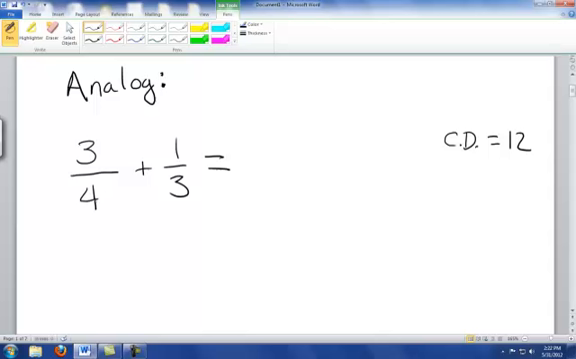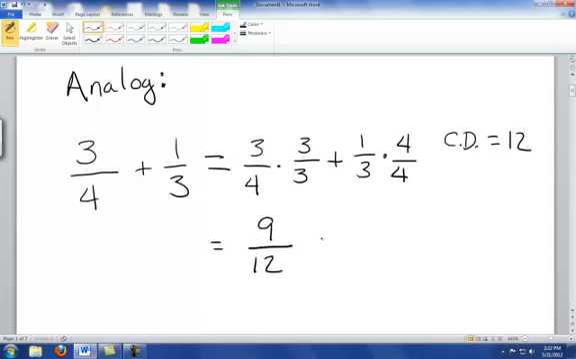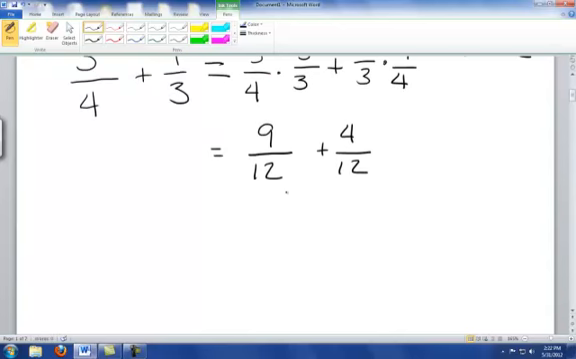Well, 4 is missing the factor 3. So what am I going to do? I'm going to take my fraction 3/4 and multiply it by all the missing factors over themselves. That is 3 over 3. 3 times 4 will give me the common denominator of 12, and 3 divided by 3 is 1, so I'm not actually changing this expression. That's the process of converting from one denominator to another. Likewise, we're going to multiply 1/3 by 4 over 4. Doing this multiplication gives us 9/12 and 4/12.